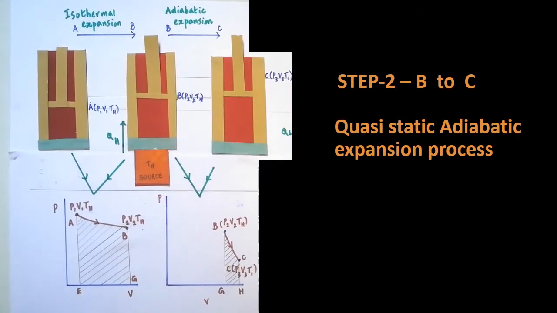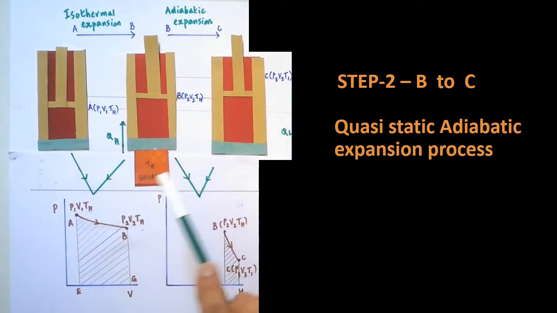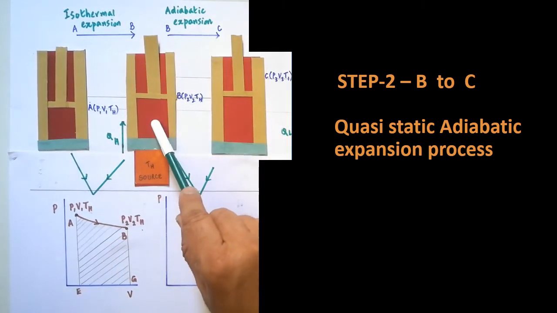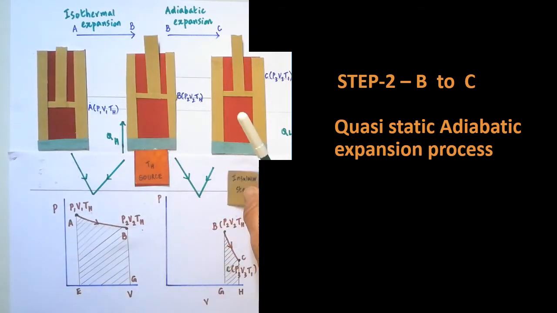Now we are going to learn the second process in the Carnot cycle. The name of the second process is called adiabatic expansion. Here, the working substance, that is the cylindrical system, gas, everything, must be kept on the insulating stand. Now the working substance along with the cylindrical arrangement is kept on the insulating stand.